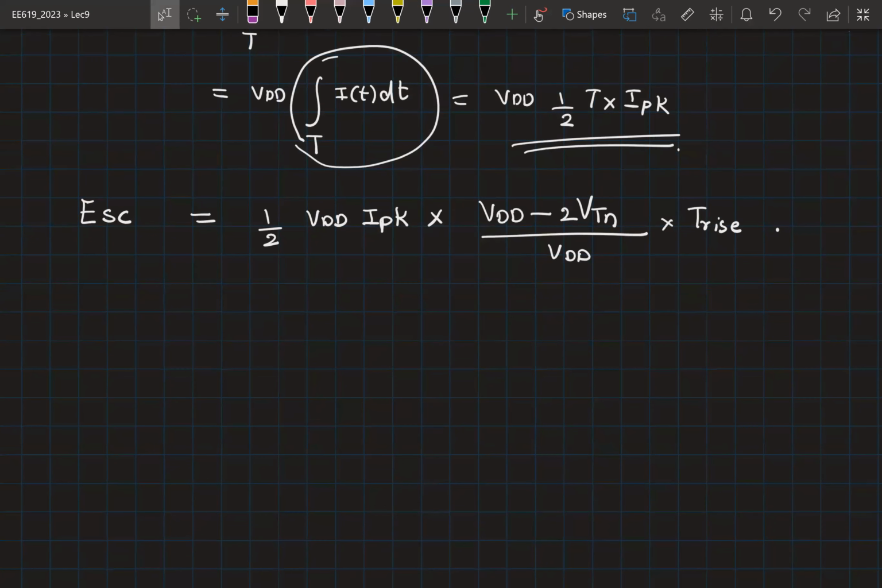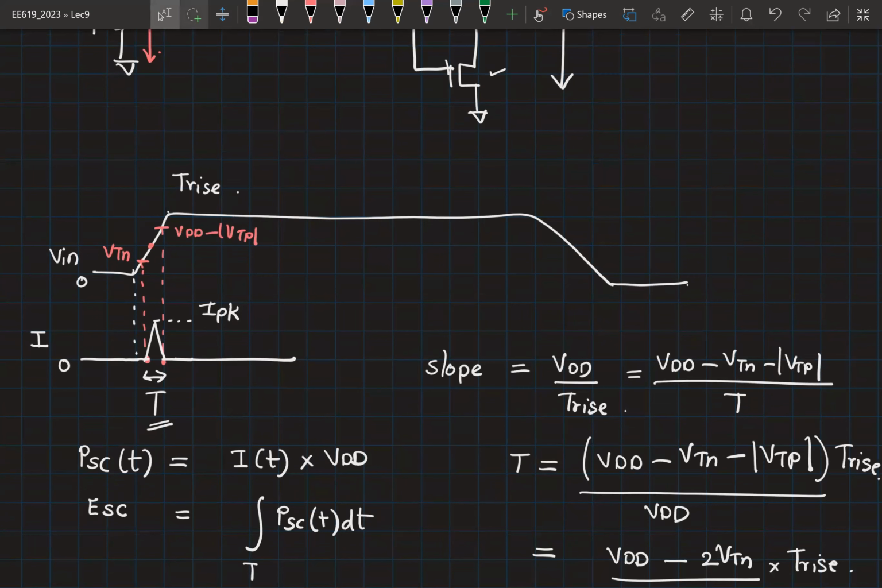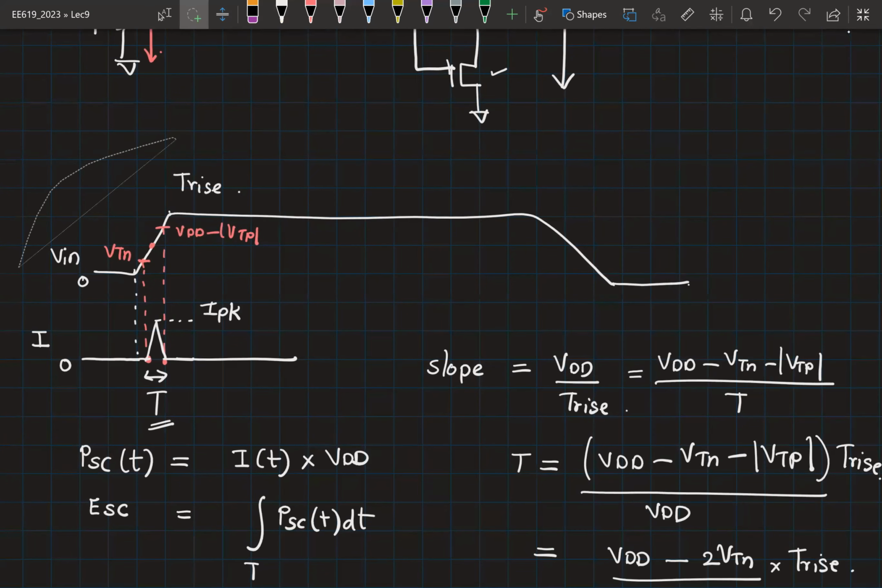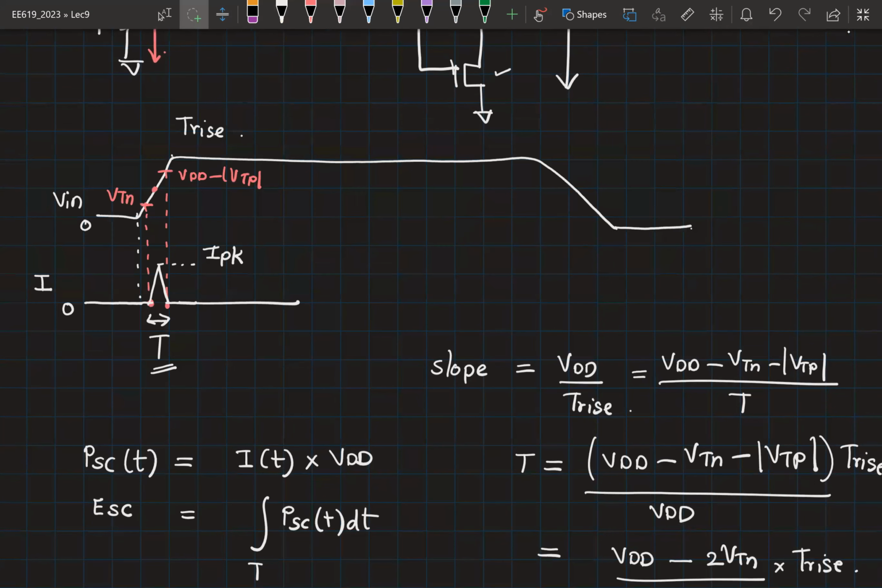Okay. So we have calculated this for one event of short circuit power consumption. Let's say I want to calculate it for one period. How does this change? So what happens to this curve? So I'm now looking at one period. So I need to know if something happens at the falling edge, right? What do you think will happen to the current waveform at the falling edge? Will you have short circuit power then also? Again, at the falling edge, both the PMOS and NMOS are going to turn on. So you will have a similar current profile here as well.